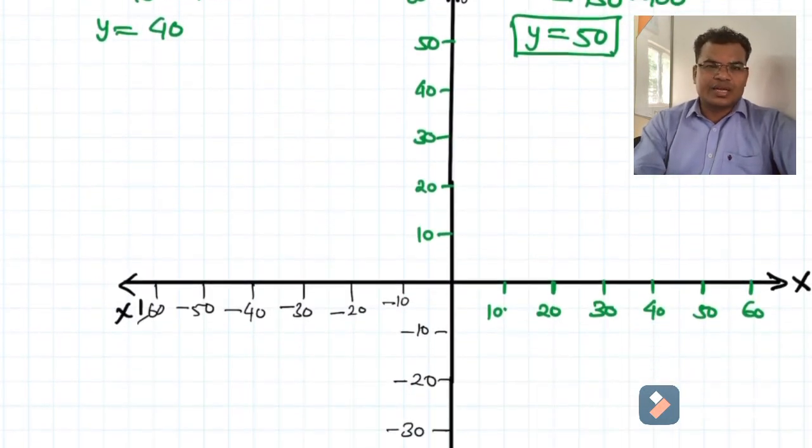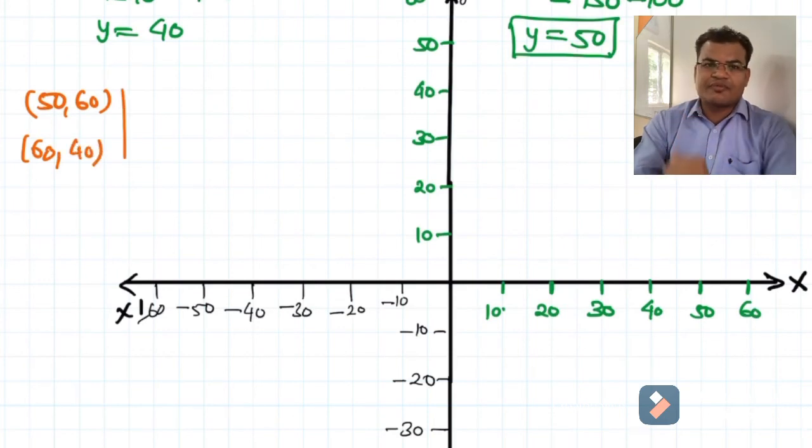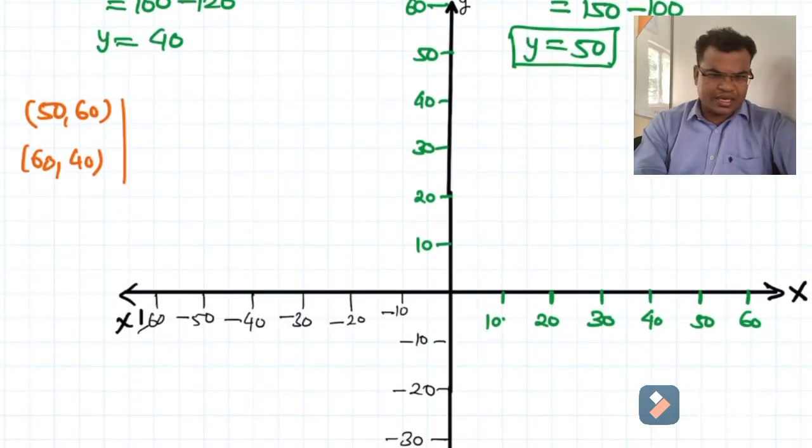Okay, so I can see here everything we have to see. Our values are 50 and 60, the first value, and 60 and 40. The maximum value of x and y is 60 here. So we are covering here 60 and 50.